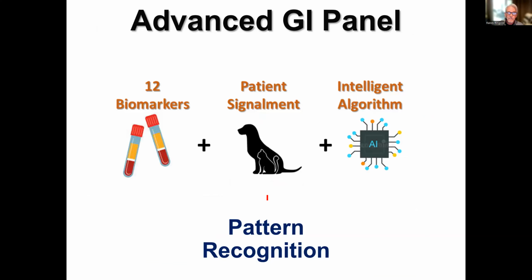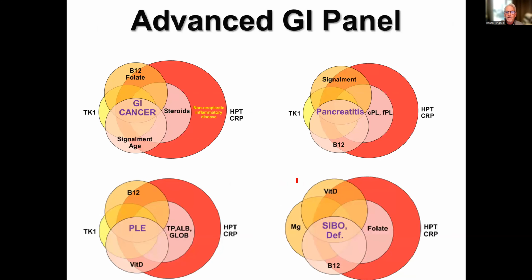Now, in the case of more markers and other diseases, what we've assembled now is the advanced GI panel, and this is 12 biomarkers at a minimum. You can go beyond this, with patient signalment and the power of computers to give you multiple Venn diagrams or looks at all these different markers for the questions that you're asking. So is it IBD or LSA? Well, we have a diagram for that, if you will.